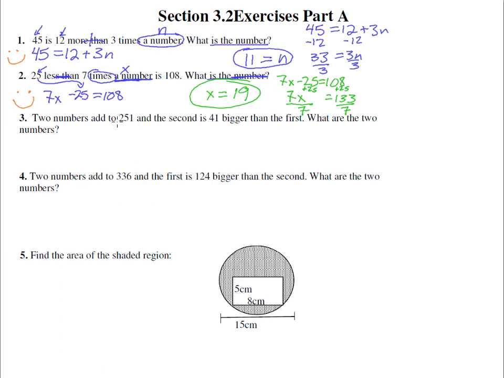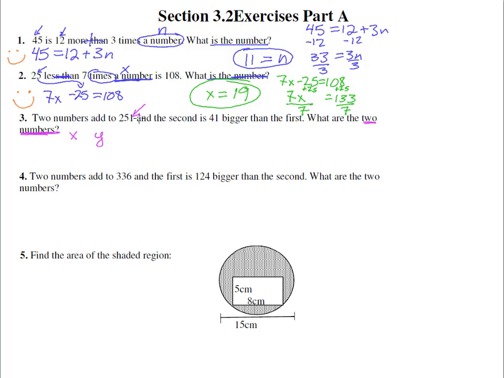Okay, number 3. Two numbers add to 251. So we are taking this, and 251 is what two numbers will sum up to. And the second is 41 bigger than the first. What are the two numbers? That means we've got to have two variables. Let's call them the first number x and the second number y. So that's the first and the second number.